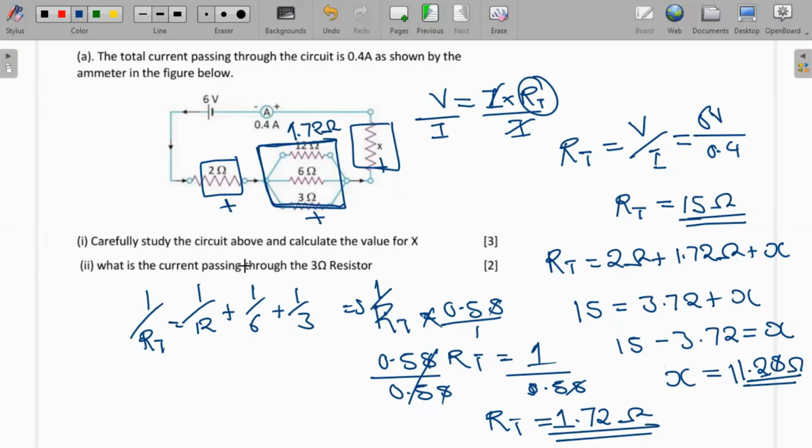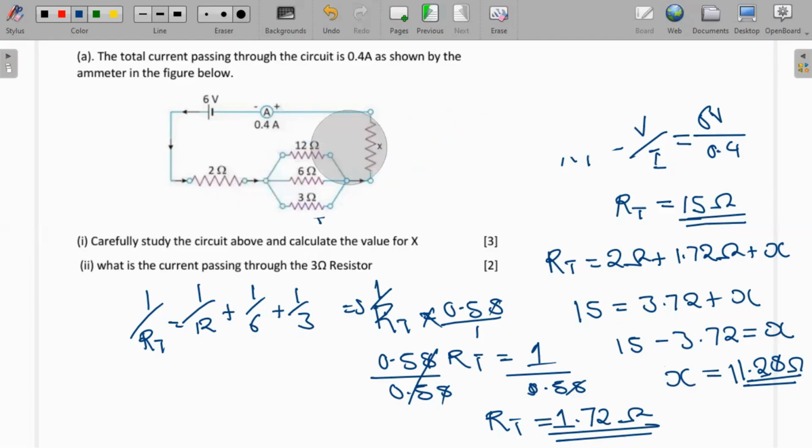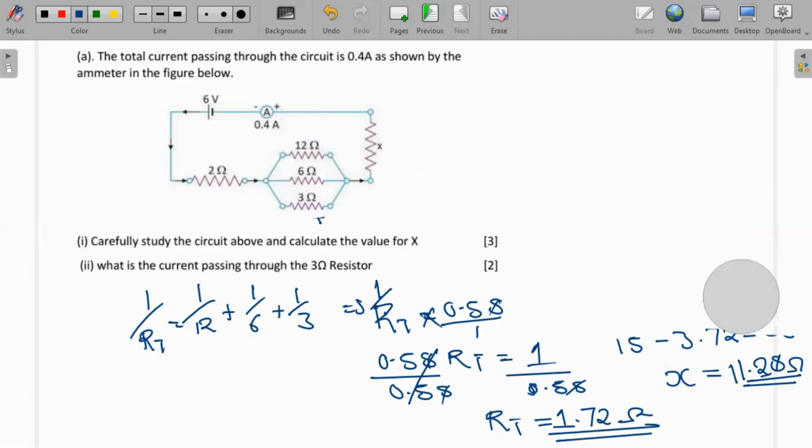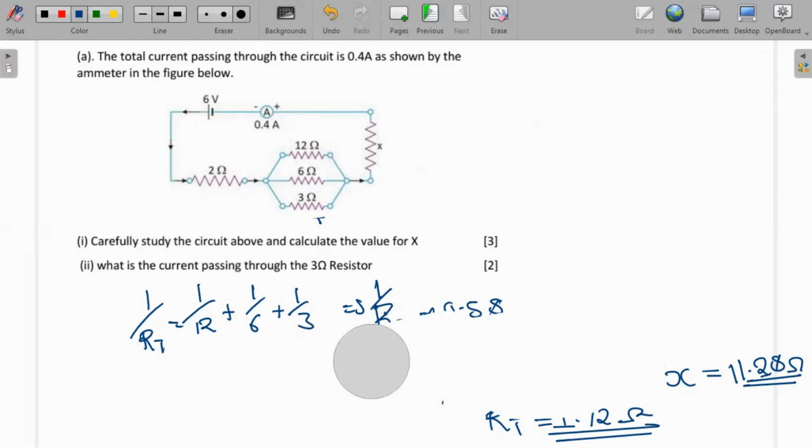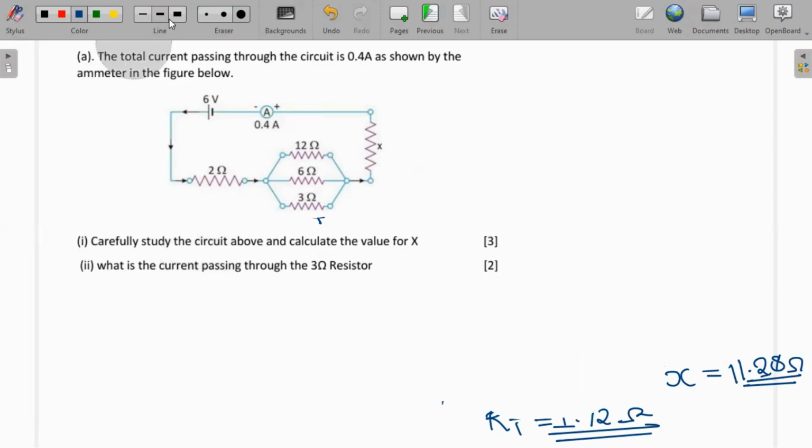And part two is saying, what is the current passing through the 3 ohms resistor? Okay, so how do we calculate current passing through a resistor now? And here I just wanted to emphasize something before we go any further when it comes to these series and parallel combinations. We need to understand something when it comes to these guys.